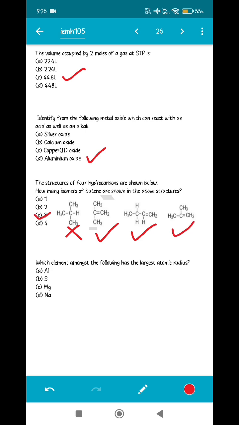Alright. Which element amongst the following has the largest atomic radius? This is from chapter number 1. So as we know, across the period the atomic radius will go on decreasing, the size of the atom will go on decreasing. So in this case, since sodium belongs to group number 1 and the others are the elements of the subsequent groups, as a result sodium will have the largest atomic radius. So that is our correct answer.